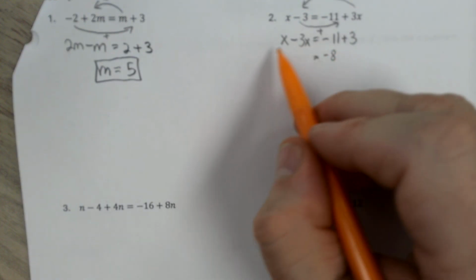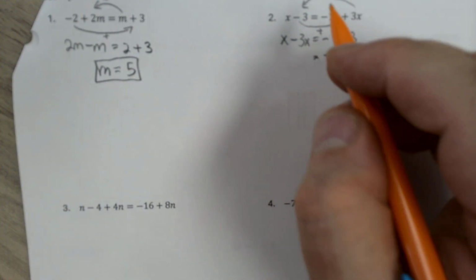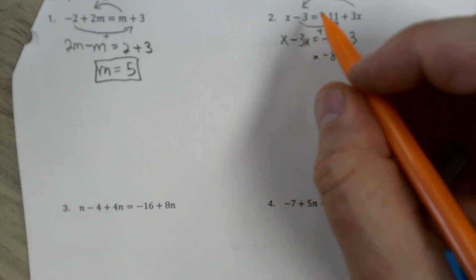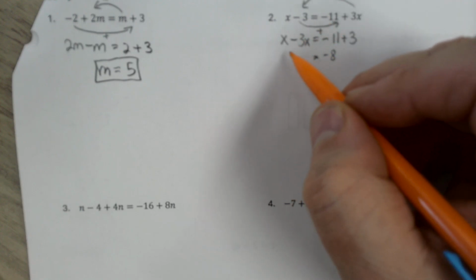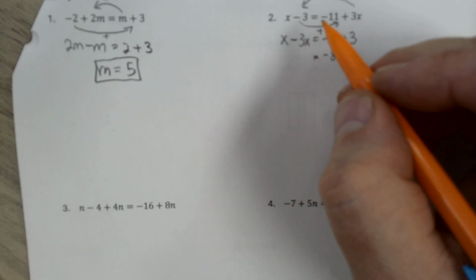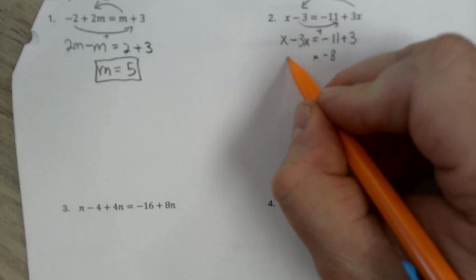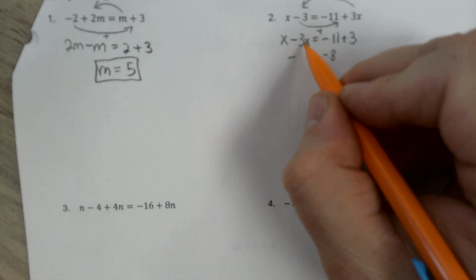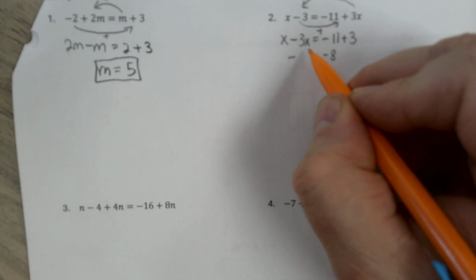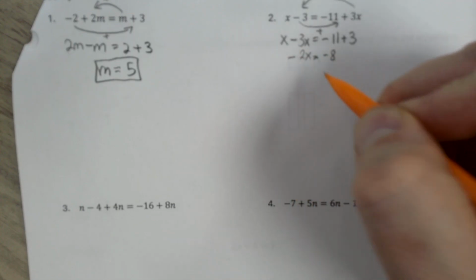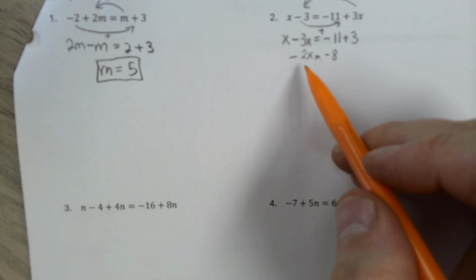And then for these here, I have an X and a negative 3X. So kind of the same thing in that this is a war. They're going to fight each other. And the negatives are going to win. And one of these negatives cancel. This positive X cancels one of these negatives. So you're going to be left with a negative 2X on this side.